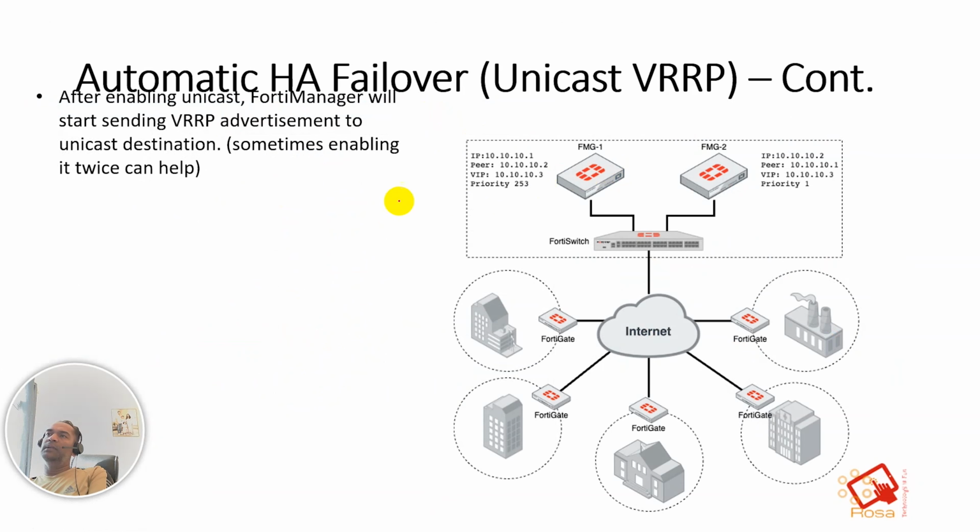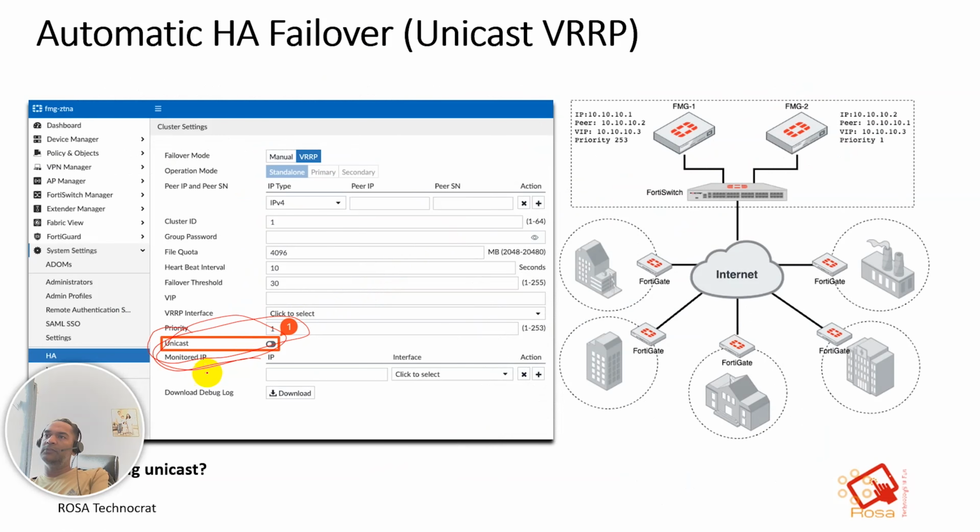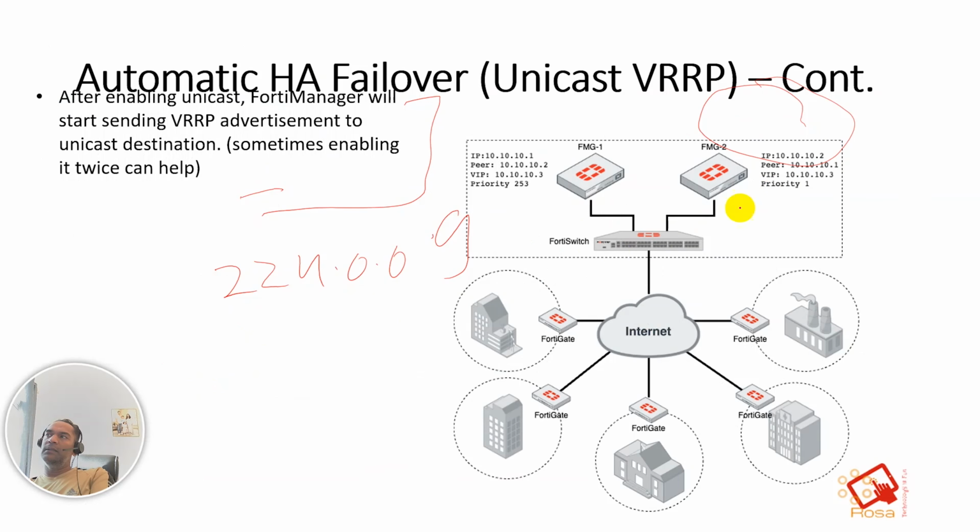Automatic HA failover, the same thing is explained again. After enabling unicast, FortiManager will start sending VRRP advertisements to a unicast destination rather than a multicast. Config system HA, set unicast enable. This is the same setting as shown in the GUI here. In the CLI you can do it using config system HA, set unicast enable.